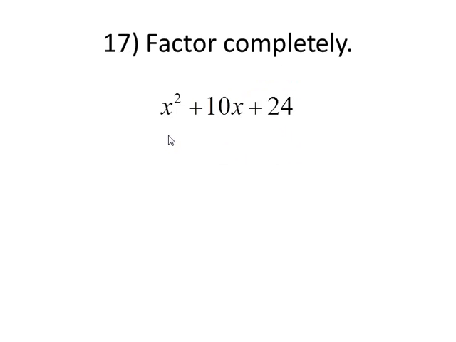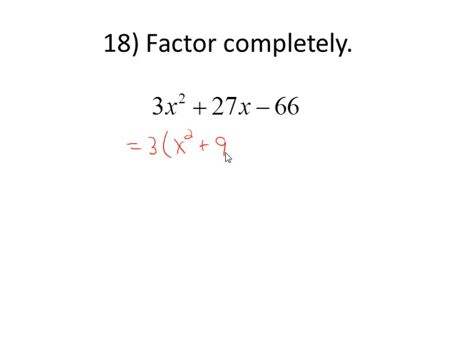Same idea, two numbers that multiply to 24 but add to 10 are 4 and 6. And they're both going to be positive. Here we have a leading coefficient that's not 1, but it is a common factor to all the terms. So I can factor that out first. That will stay in front for the remainder of the problem.